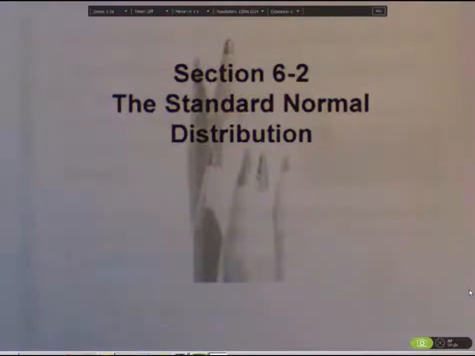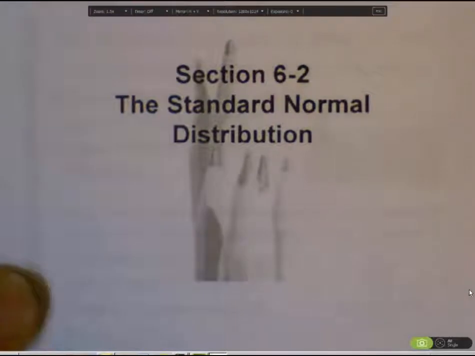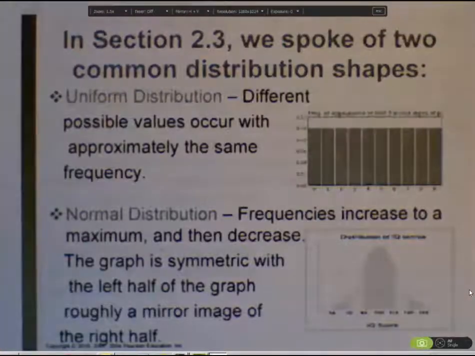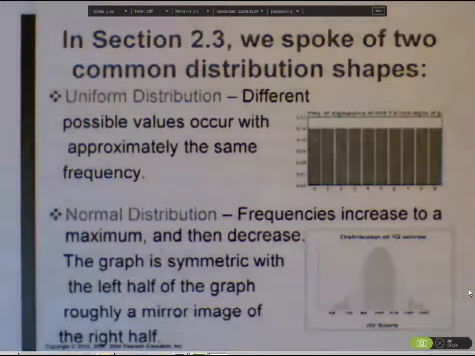In Chapter 6, we're going to talk about normal distributions and specifically the standard normal distribution. But let me just mention a couple other types of distributions to you first. We've already mentioned these other types in section 2.3. The first is a uniform distribution, where different possible values occur with approximately the same frequency.